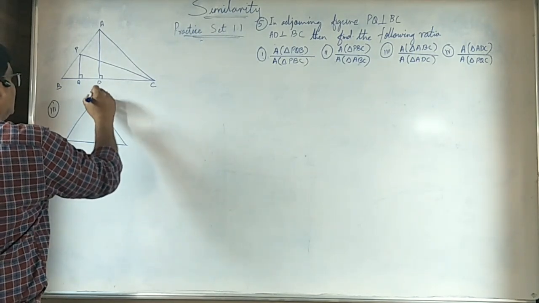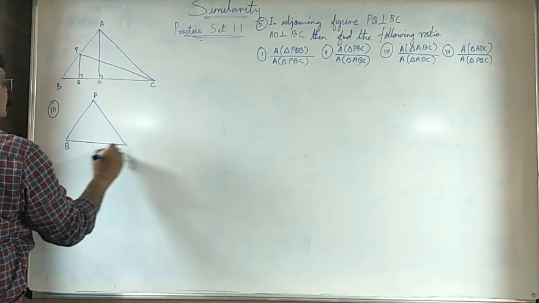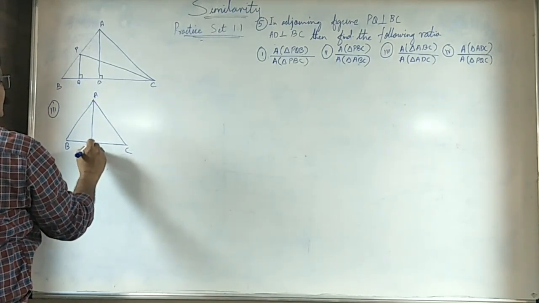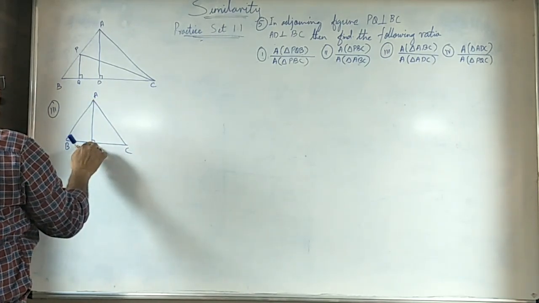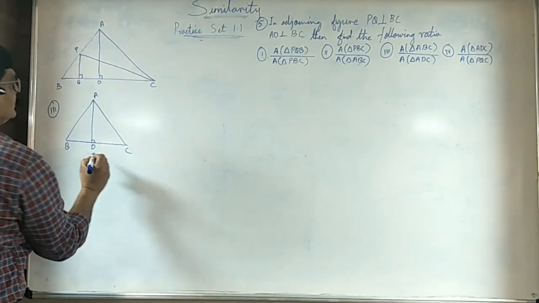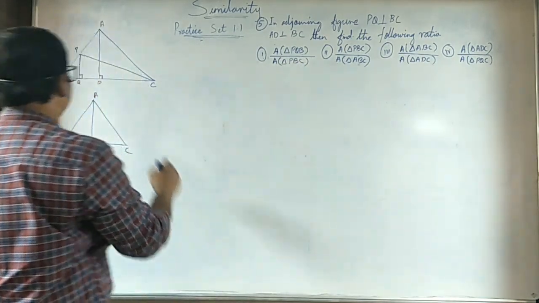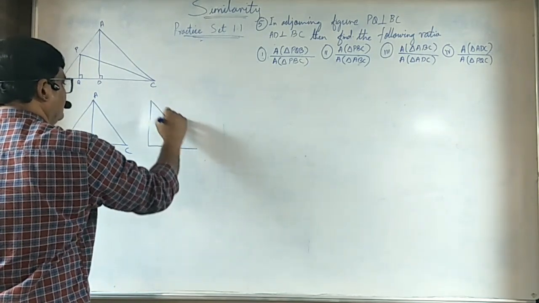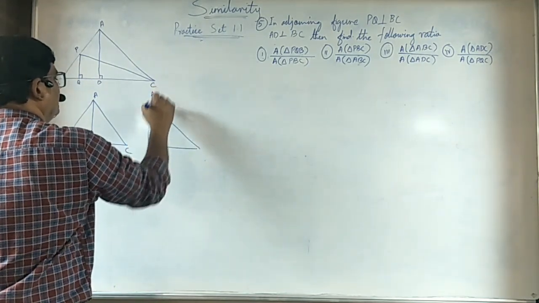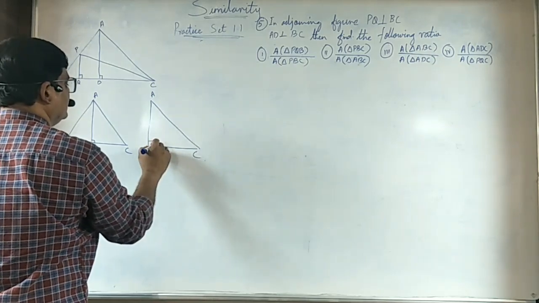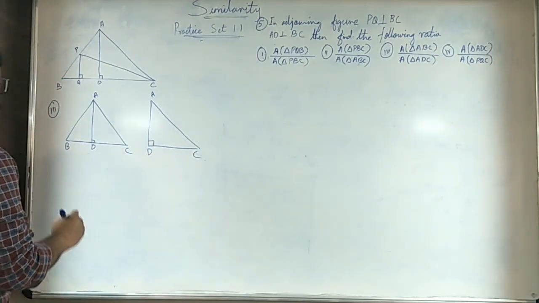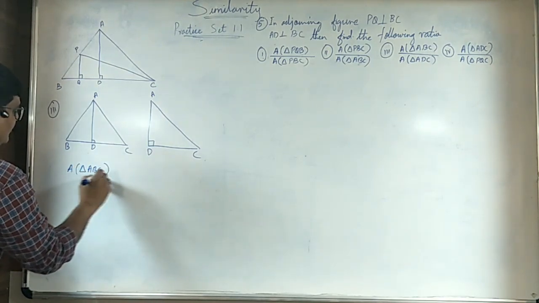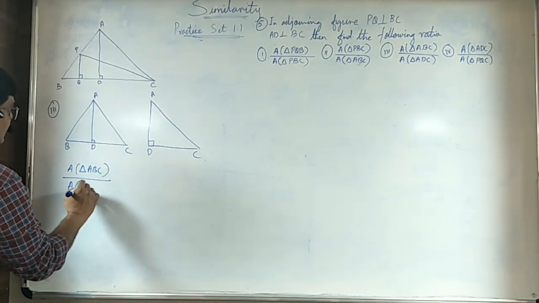Now ABC's diagram. ABC. What is the height here? AD is the height. I will get the height over here. AD is the height. Next, we have ADC. Where is your ADC? It's a right angle triangle. Here I have drawn this ADC. So now here I'll again have the area of triangle ABC upon the area of triangle ADC.